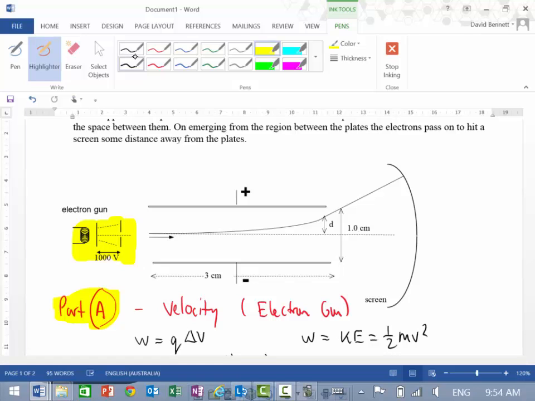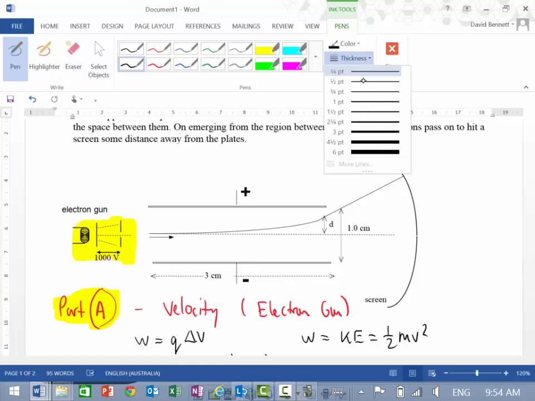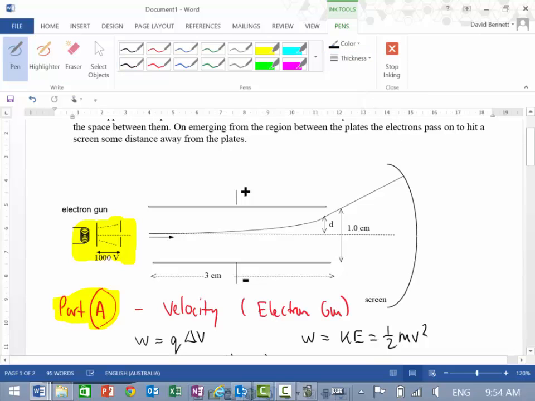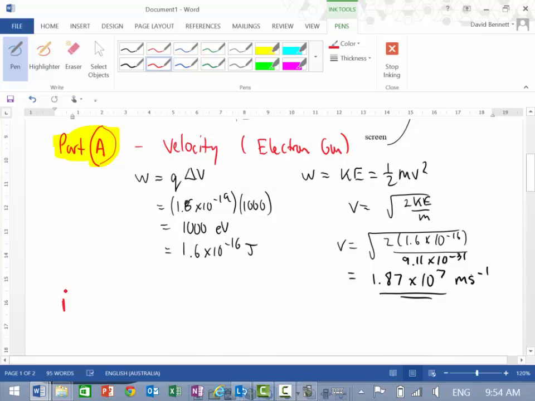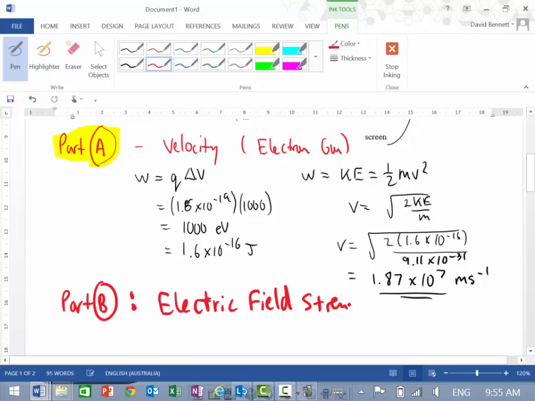So the next part of what we're going to do here is work out the electric field strength inside this particular part there. That's always something you need to do. So part B is to work out the electric field strength. Sometimes it will ask you to work that out, sometimes it won't, but it's one of those things that you do need to do.